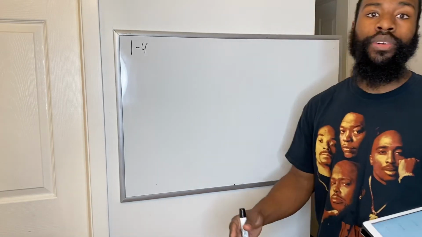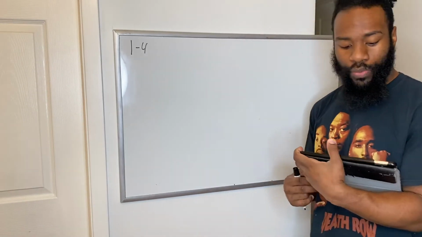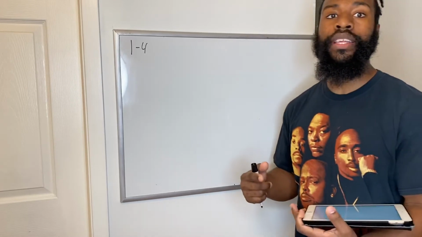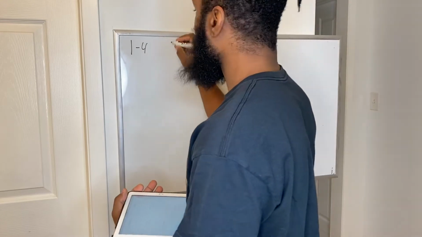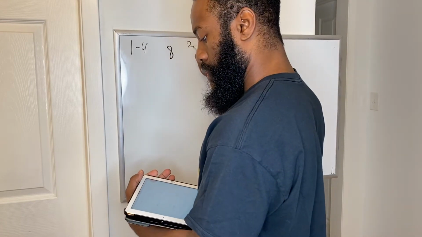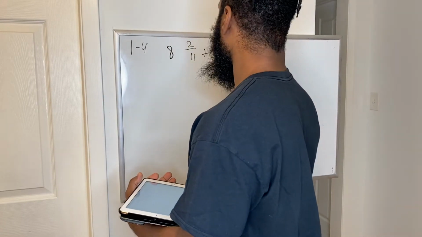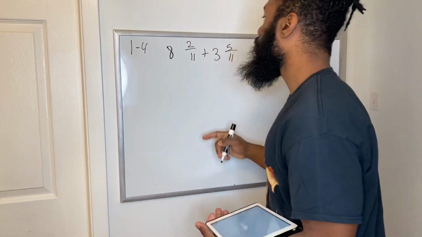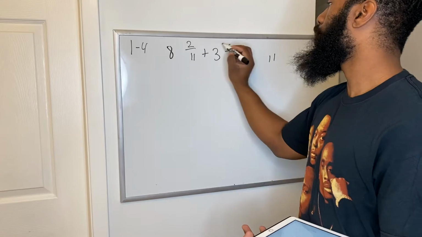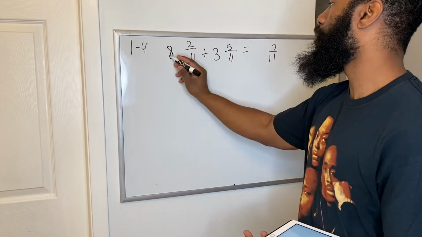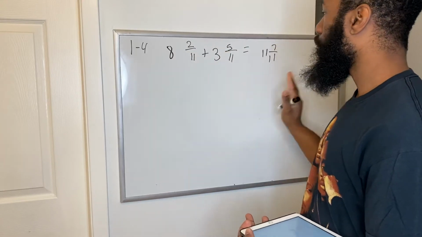All right, we're doing the 7th grade assessment, and 1 through 4 is adding and subtracting mixed numbers with the same denominator. So for example, number 1, you've got 8 and 2/11 plus 3 and 5/11, right? With the same denominator, you're just going to keep that. You add the numerators, 2 plus 5 is 7, and then you add the whole numbers. 8 plus 3 is 11. And there you have it.